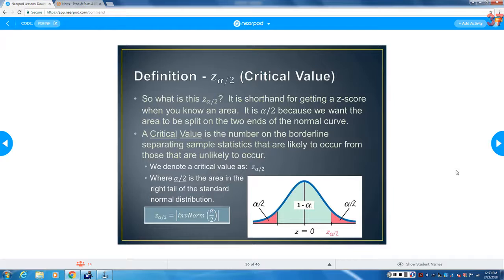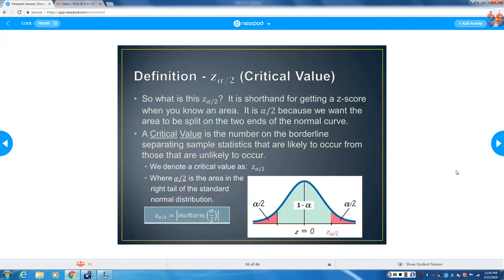So what is this Z subscript alpha over 2? It's shorthand for getting a Z-score when you know an area. It's alpha over 2 because we want the area to be split on the two ends of the normal curve. The center of the curve is the confidence level, which equals 1 minus alpha, and the two tails is alpha, so you split it in half because it's symmetrical. So this area is alpha over 2, and this is alpha over 2. If you had converted your x values to z-scores, you'll have z equals 0 in the middle, and this is your critical value. And that's the notation.